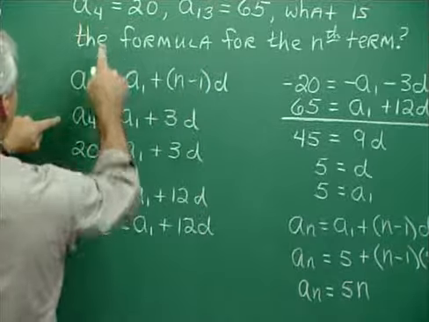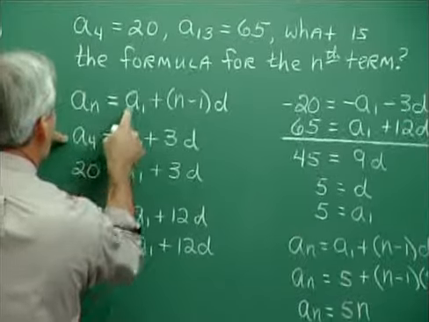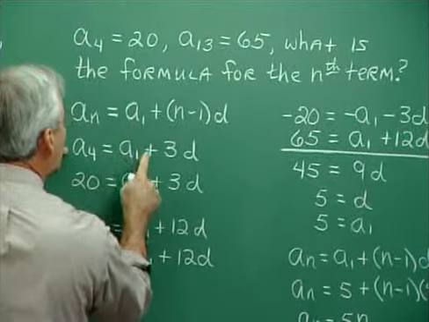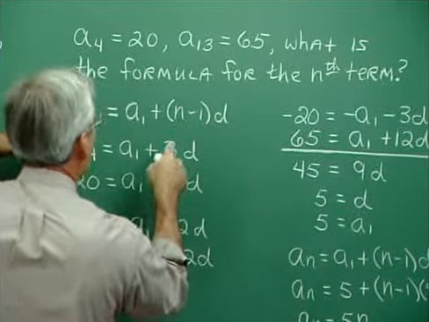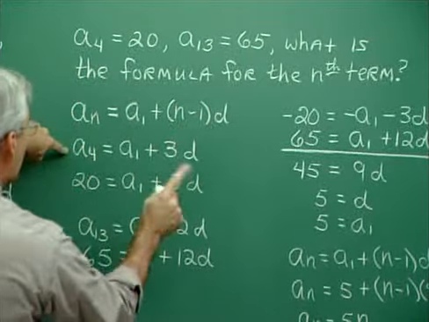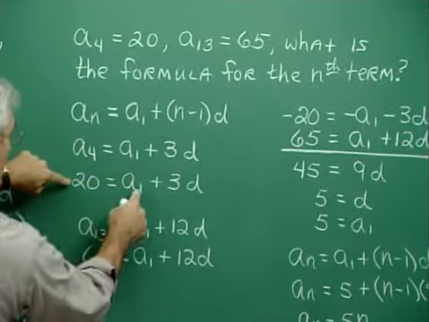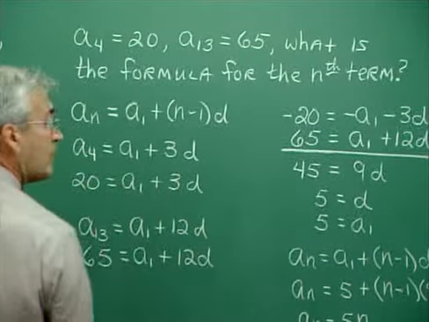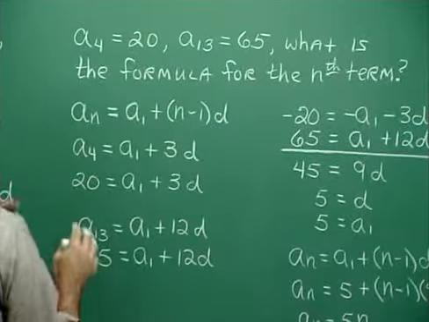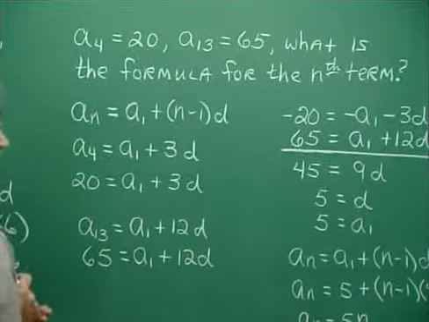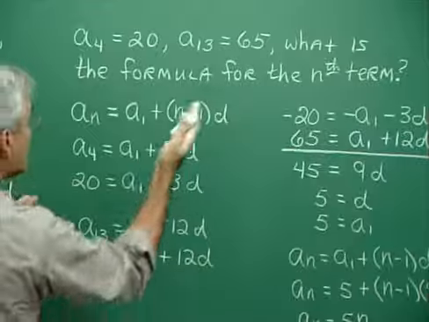And for a sub 4, you see it's a sub 4 is a sub 1 plus 4 minus 1, or 3 differences. But we're told that a sub 4 is 20. So this is 20 is equal to a sub 1 plus 3 times the common difference. All right, and the information about the other item in the sequence, a sub 13, is 65.